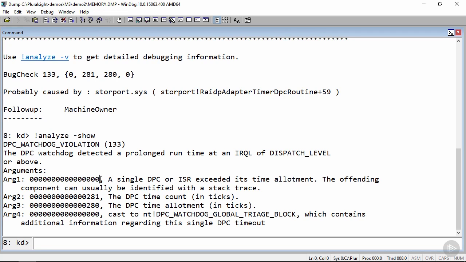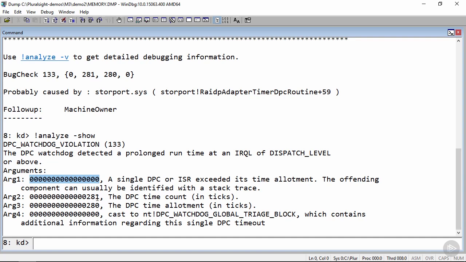When we take a look at the various arguments, we can see that the first argument means that a single DPC or ISR, that's a deferred procedure call or interrupt service routine, exceeded its time allotment. The offended component can usually be identified with a stack trace, so we'll take a look at that. We can also see the DPC time count in clock ticks, and that was the timeout that was essentially exceeded.